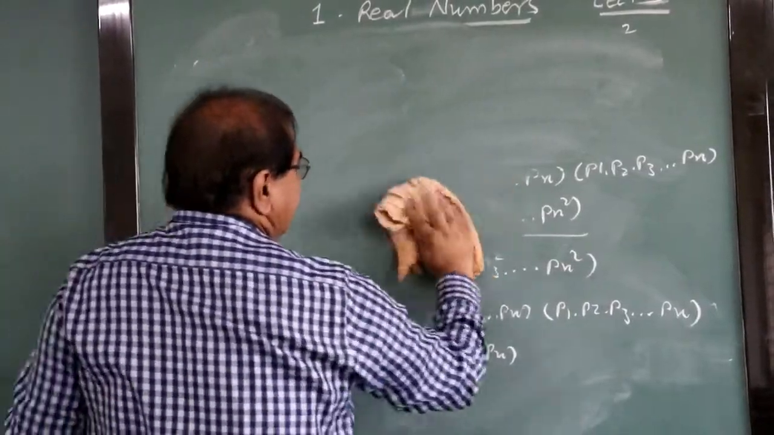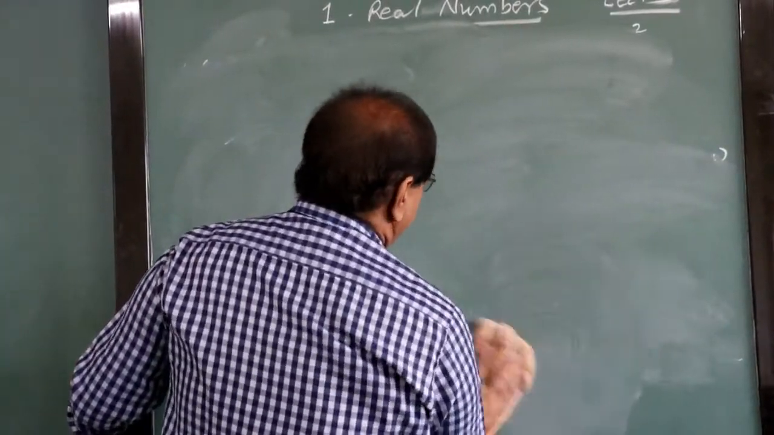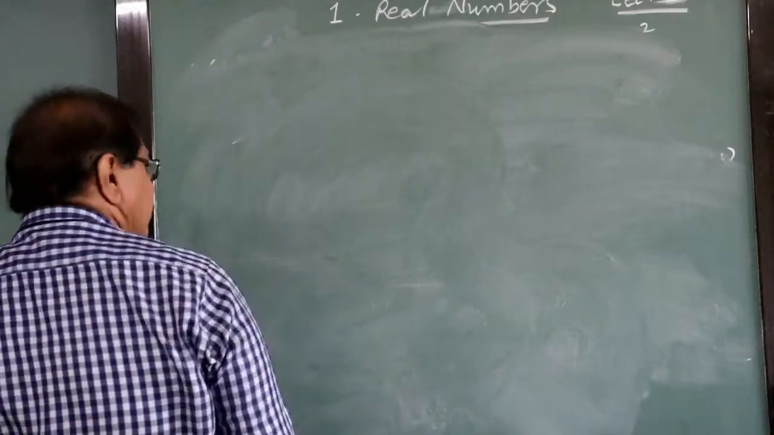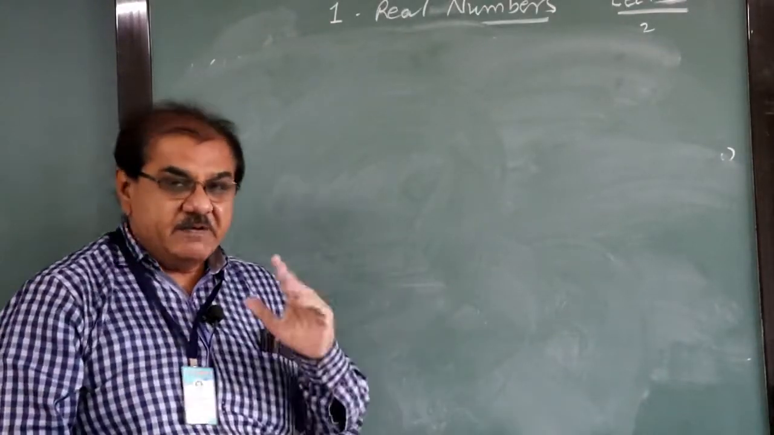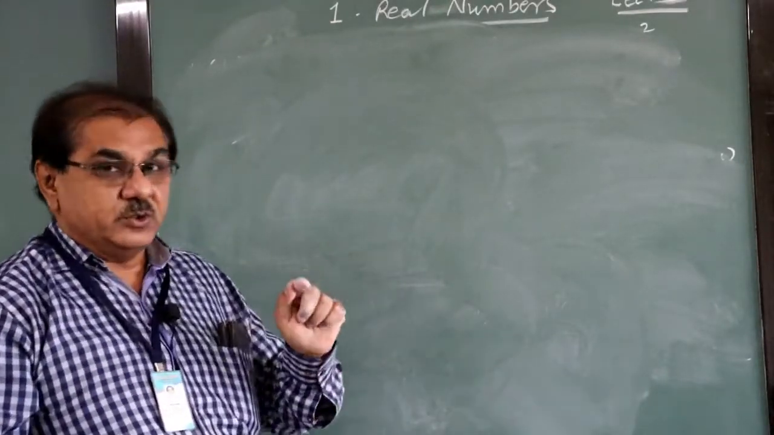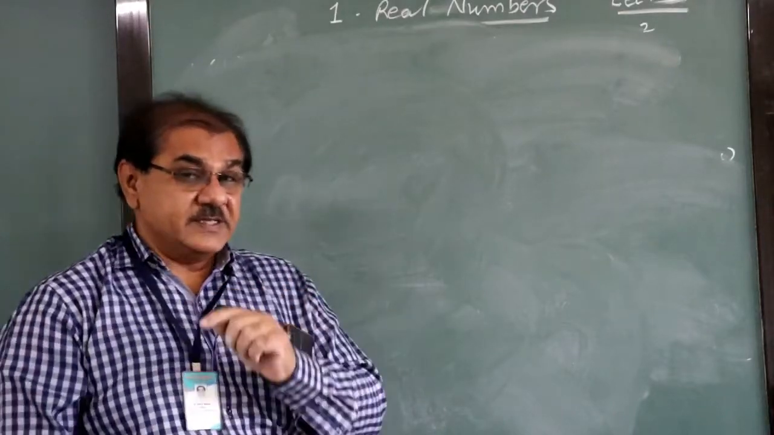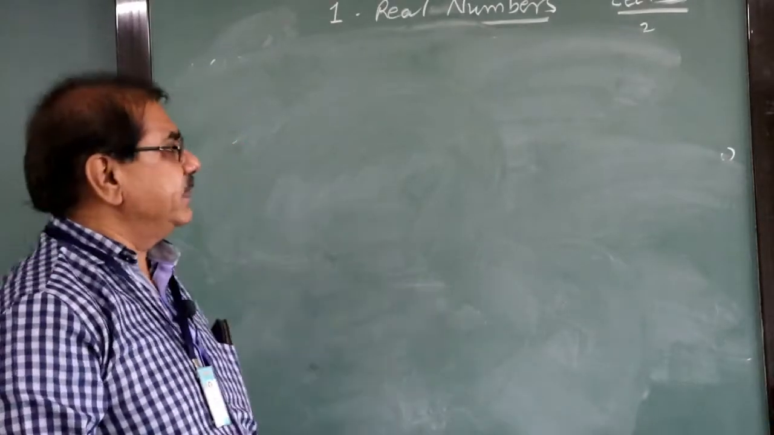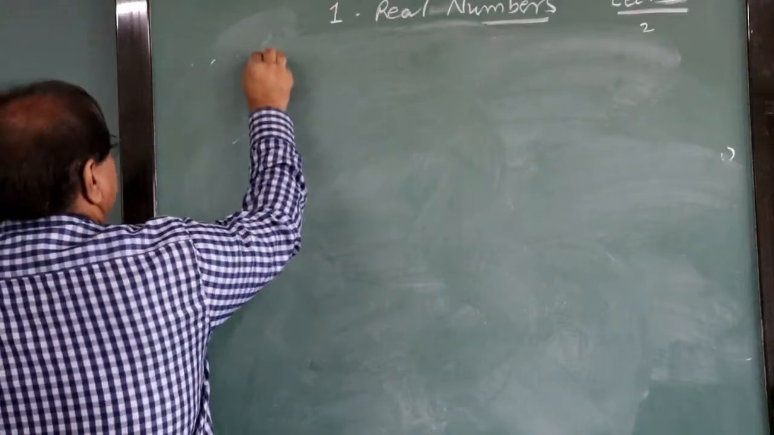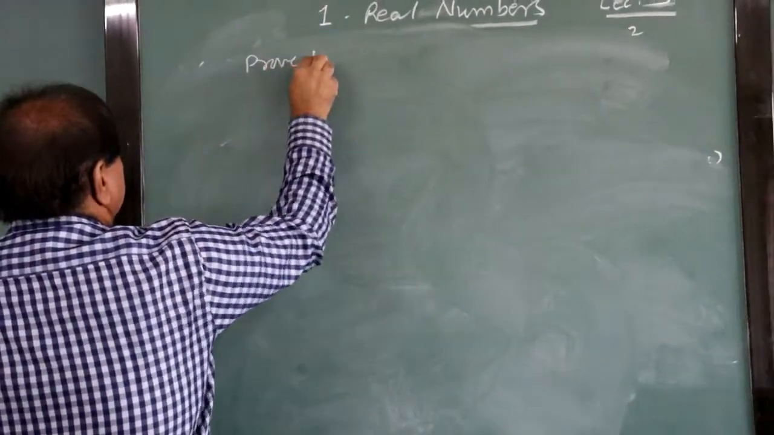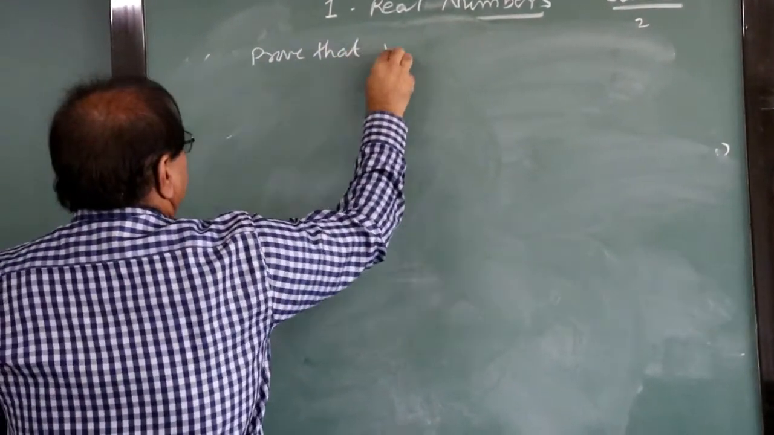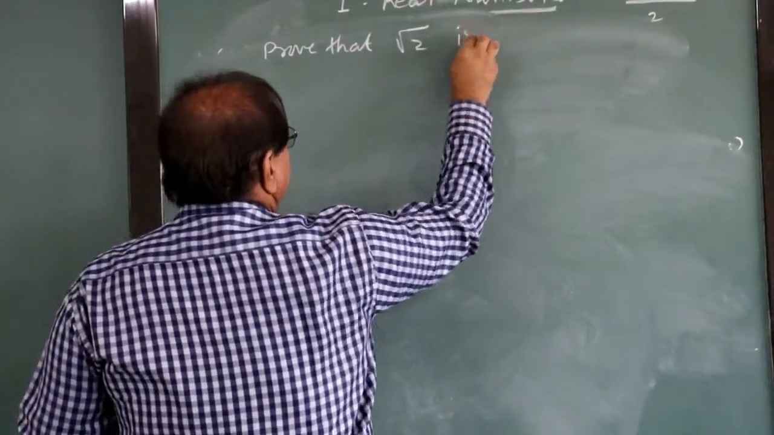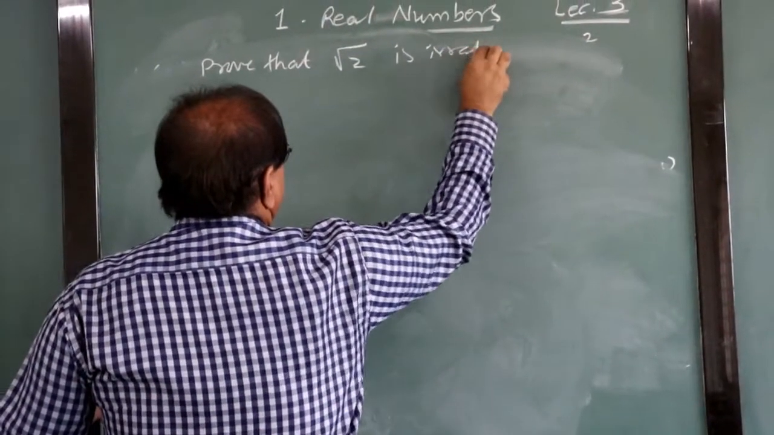We have many irrational numbers. In standard 9 we studied root 2, root 3, root 5. But did we prove that root 2 is an irrational number, root 3 is an irrational number? Today we give you the proof. So what is the question? Prove that square root 2 is irrational.